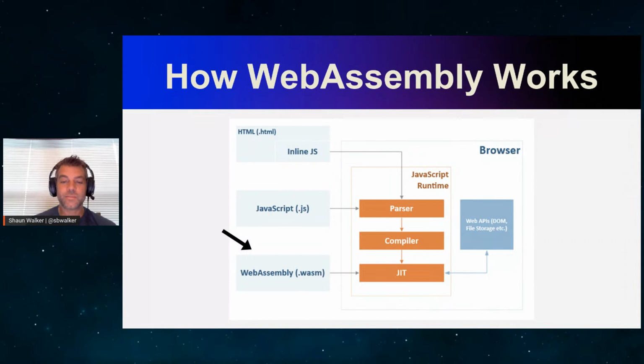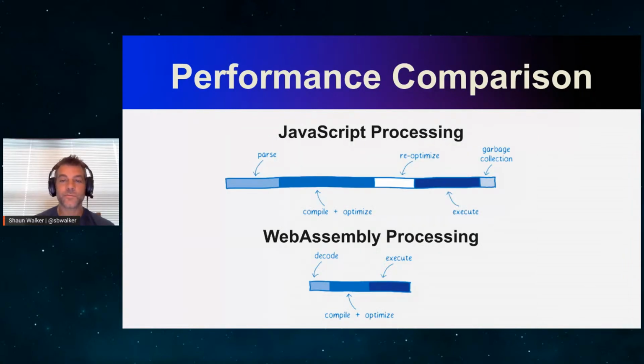How WebAssembly works is it basically bypasses the parsing and the compiling of the JavaScript, and it provides the instruction set in exactly the format that the browser needs to process it. So if we look at the amount of time it takes for performance, JavaScript processing takes a much longer period of time because it has to do the parsing and compilation, whereas WebAssembly just does some basic decoding and then it can execute. So if you're wanting to build a very high performant web application, clearly WebAssembly is going to provide better capabilities for you because it just doesn't have to do as much work as JavaScript does.